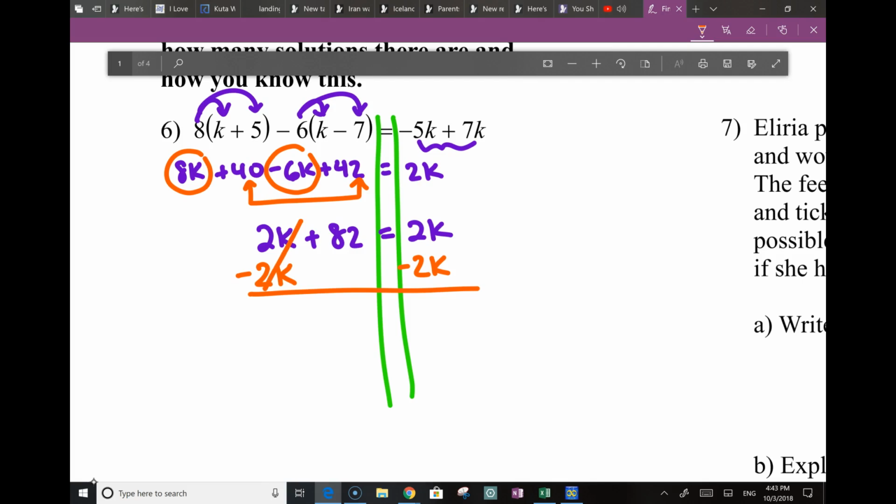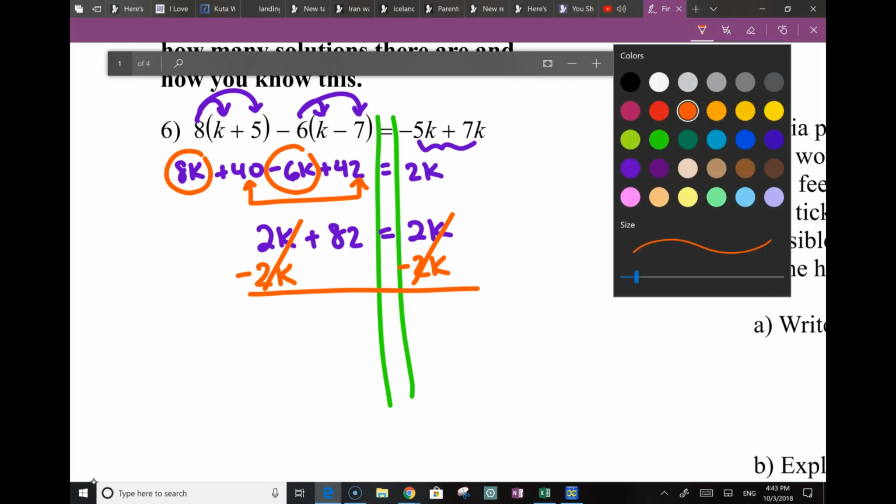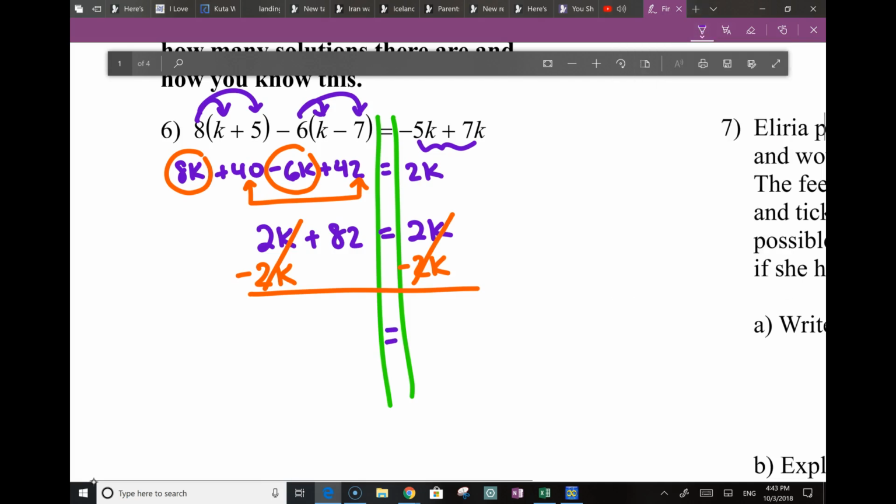That eliminates that, but look at this. It also eliminates the right side. And so, I'm left with nothing, which translates into a 0 in math talk. So I have 82 is equal to 0. And I need to stop a moment and think about what this means.